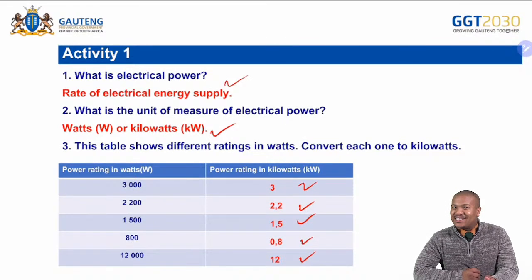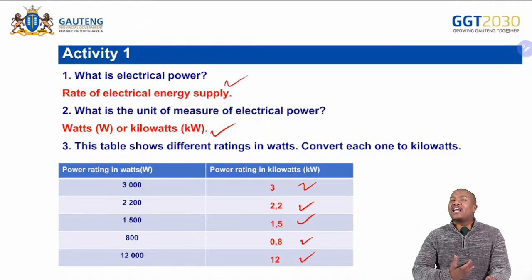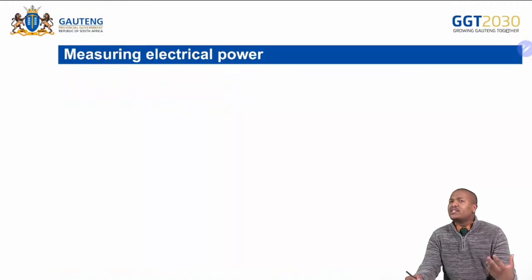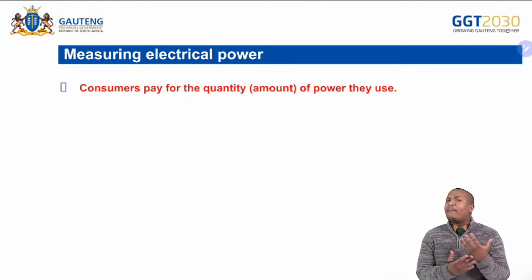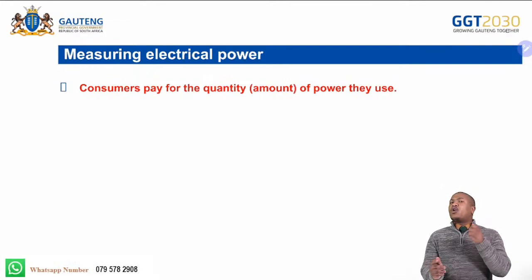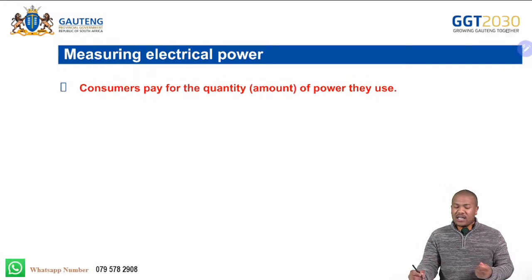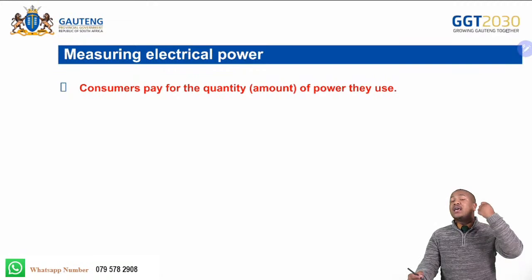Welcome back, grade 9s. Now, I hope you had enough time to copy down your corrections. Let's move on. So we're still measuring what? Electrical power. So why do we need to measure this electrical power? This is because consumers of electricity pay for the amount they used.